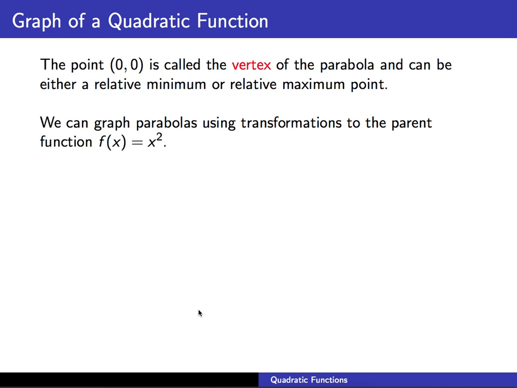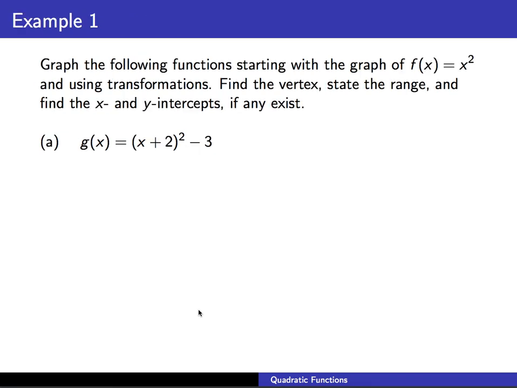We can graph parabolas using transformations to our parent function f of x equals x squared. And that's what we're going to look at in this video. So example 1: graph the following functions starting with the graph of f of x equals x squared, and then using transformations, we're going to state those transformations and then find the vertex, state the range, and find the x and y intercepts if they exist.